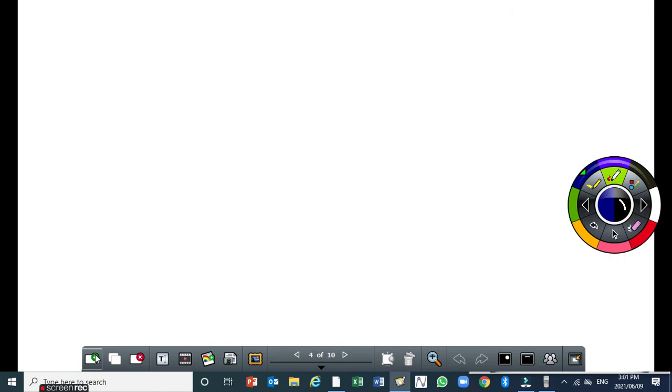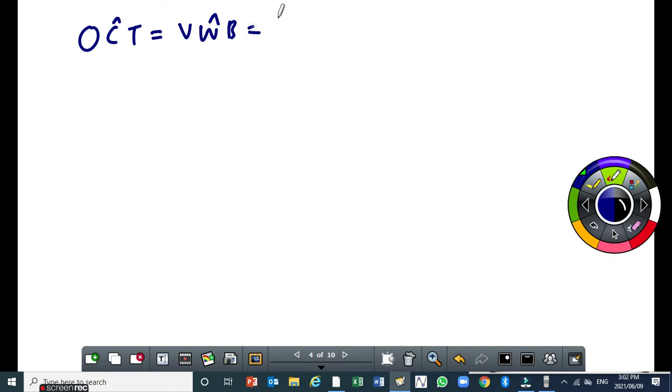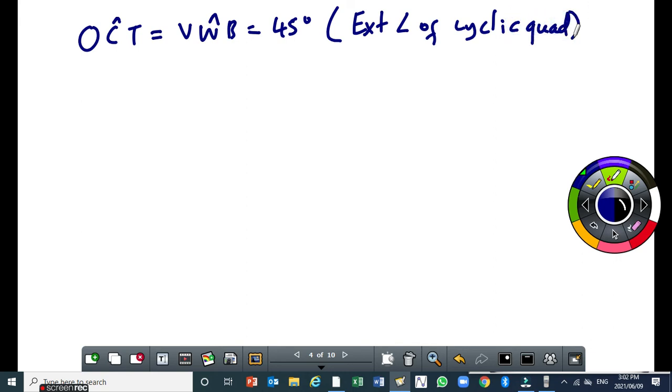So the next thing now is to say angle OCT is equal to angle BWB. What's the reason for that? Both are equal to 45 degrees. Reason: exterior angle of cyclic quad equals interior opposite angle. Okay, so I'm done with that. So you can get your full marks there.